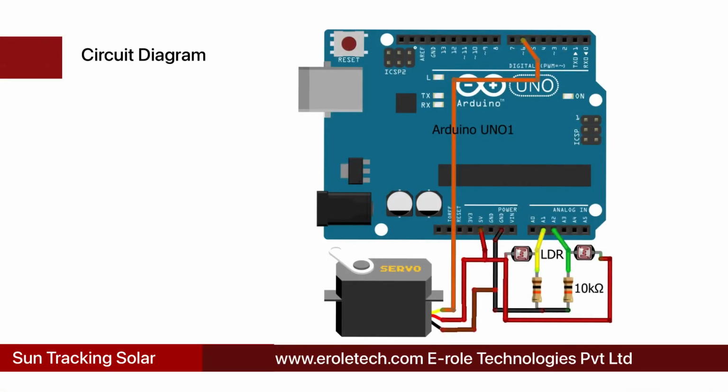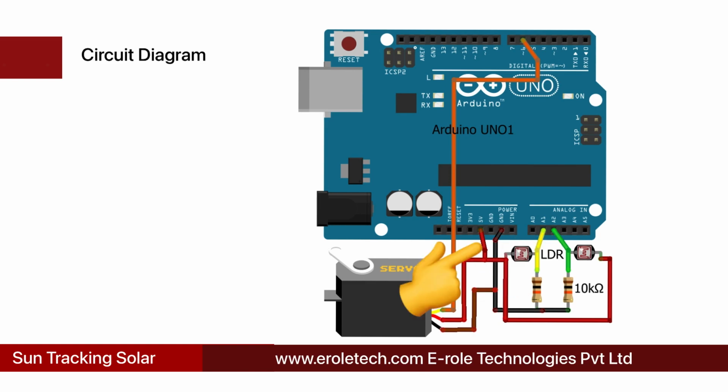Here is the connection diagram of this project. Red wires of both the LDR sensors are connected with the 5-volt pin of Arduino. Black wires are connected with the ground pin. Yellow wire of one LDR sensor is connected with pin A1 of Arduino, and green wire of second LDR sensor is connected with pin A2 of Arduino.